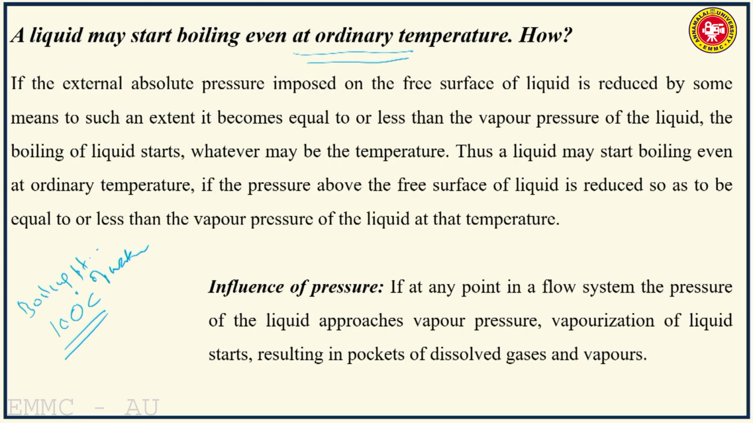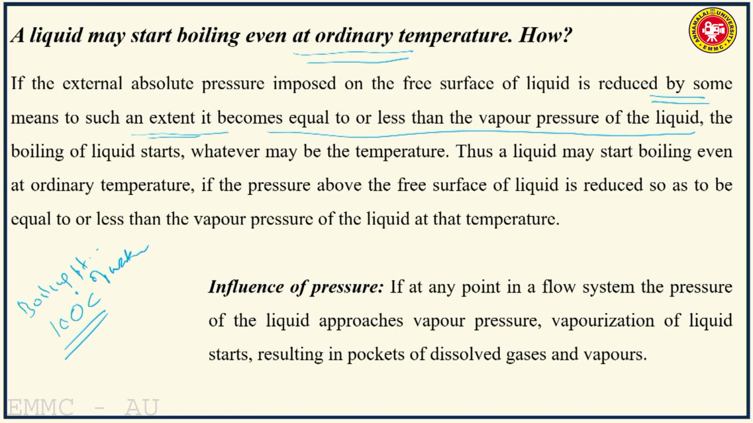Now, see, we have to consider two things. One is the overlying atmospheric pressure, and the other is the vapor pressure of the liquid. Now, suppose the external absolute pressure imposed on the free surface, that is the atmospheric pressure, is reduced by some means. See, it is a hypothetical case, just for the sake of discussion. To what extent is it reduced? To such an extent that it becomes equal to or less than the vapor pressure of the liquid.